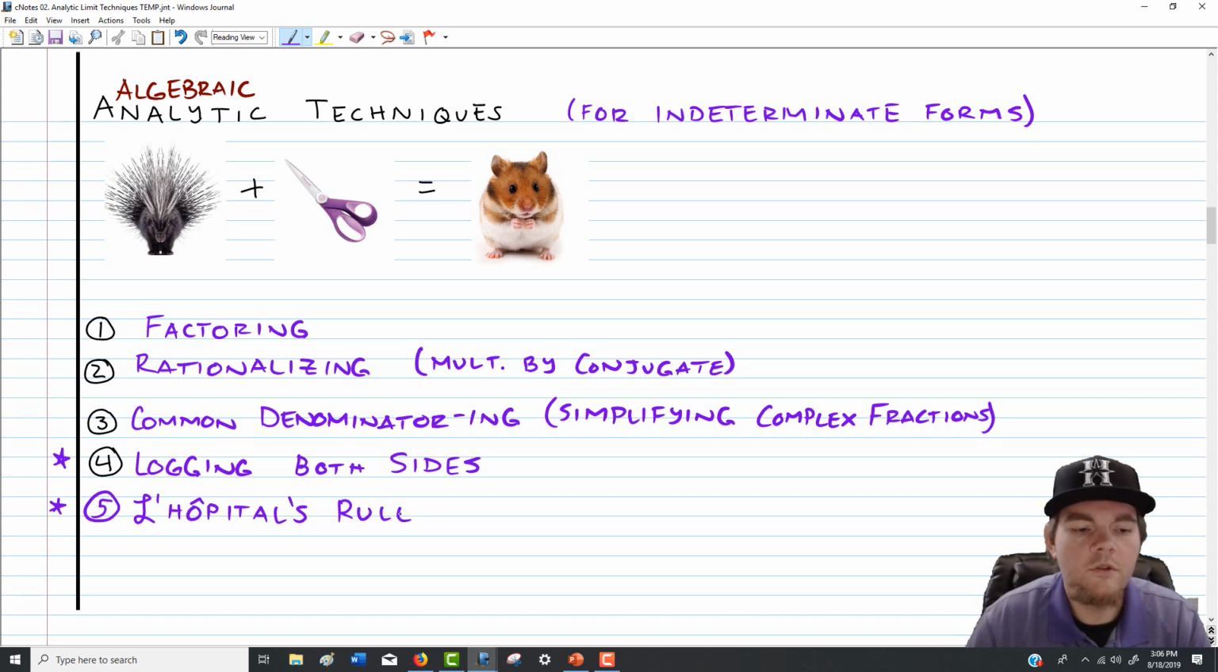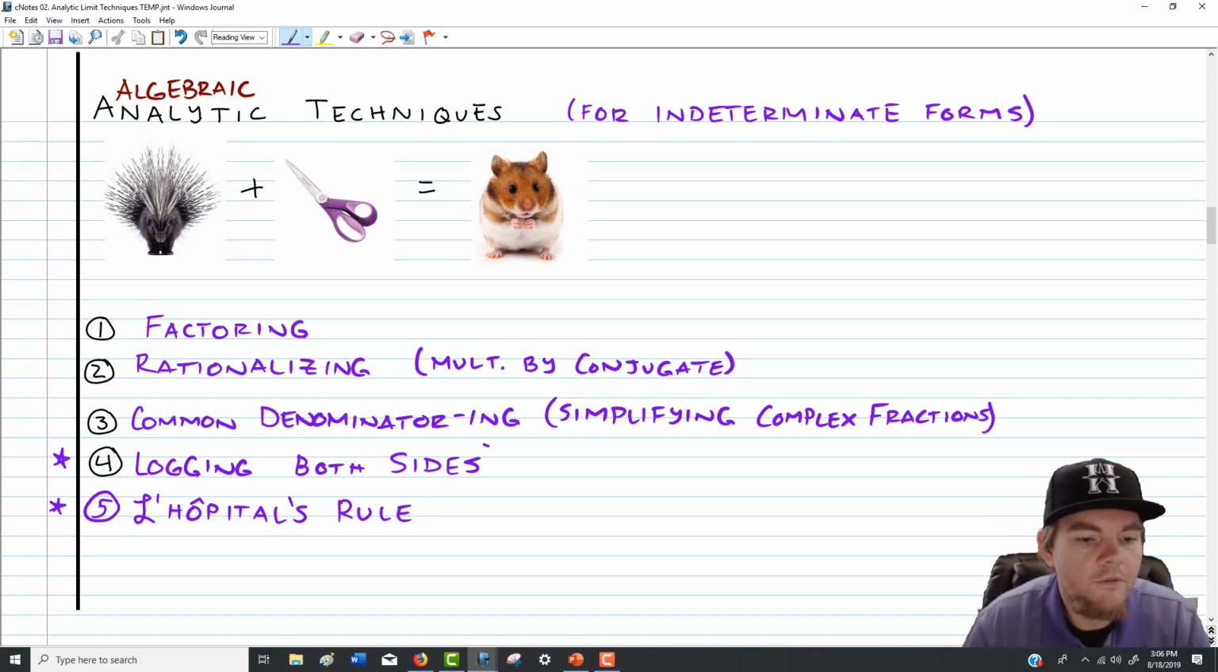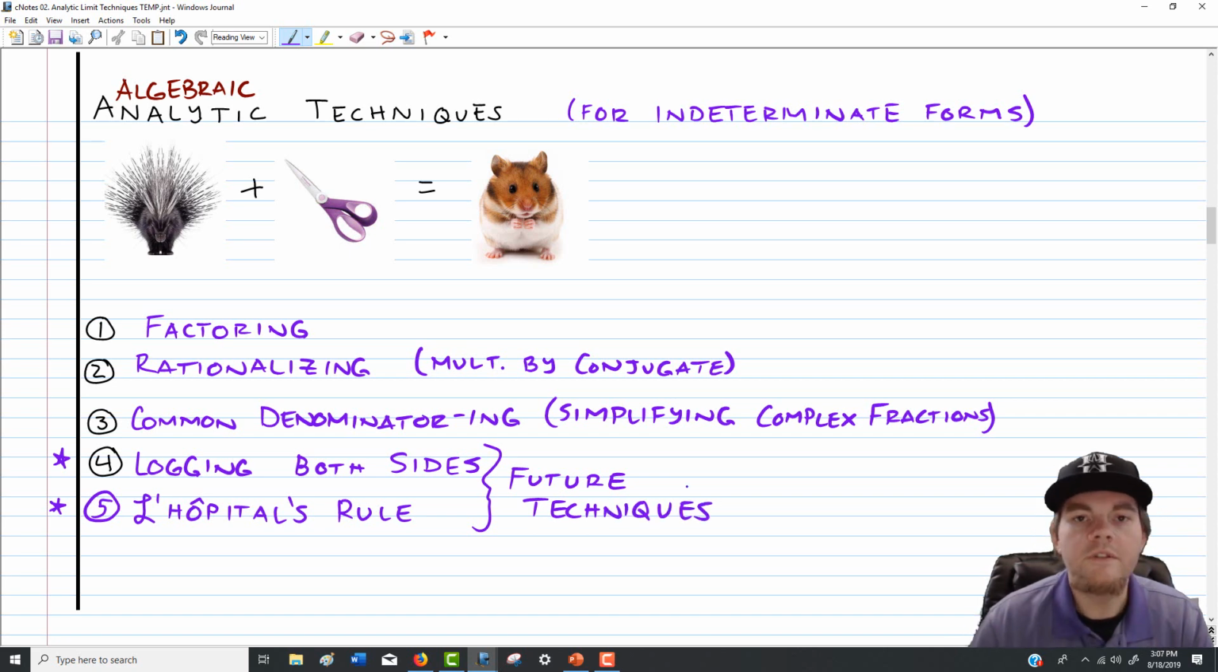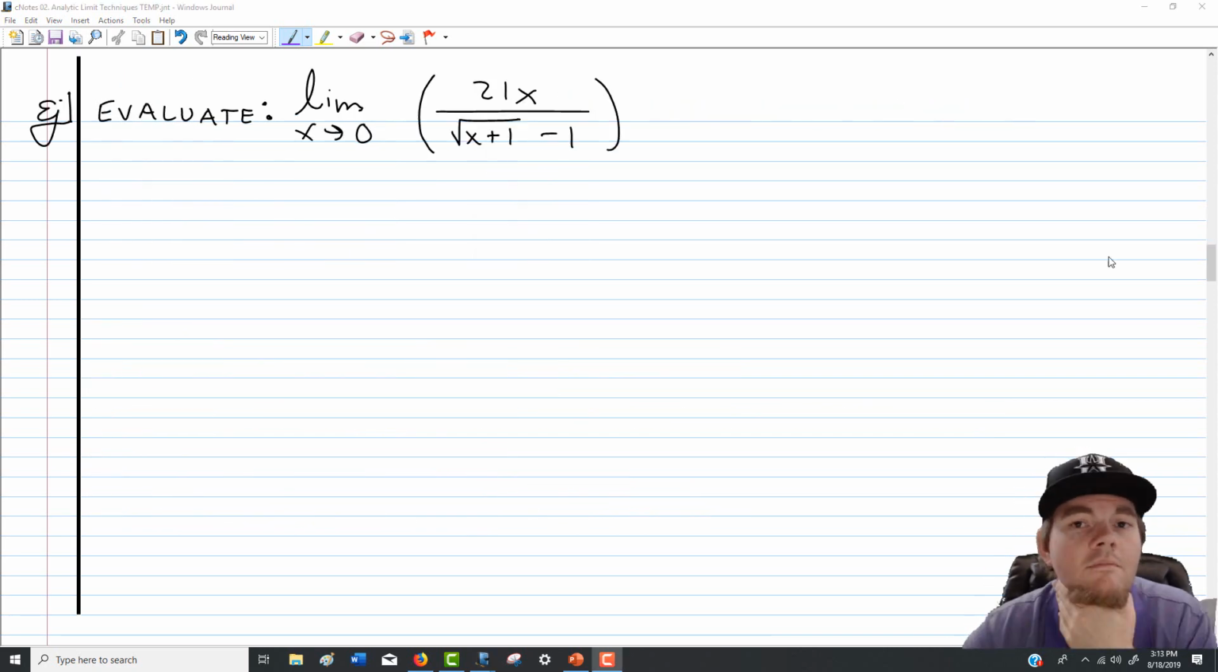L'Hopital's rule requires us to compute derivatives, which means we can't hit it yet because we haven't learned derivatives yet. We need to evaluate limits before we can do that. So just know these are all future techniques. For us, we're going to be focusing on the first, second, and thirds. And we've already seen the first one in action. So instead, let's jump forward and look at the second one, rationalizing.